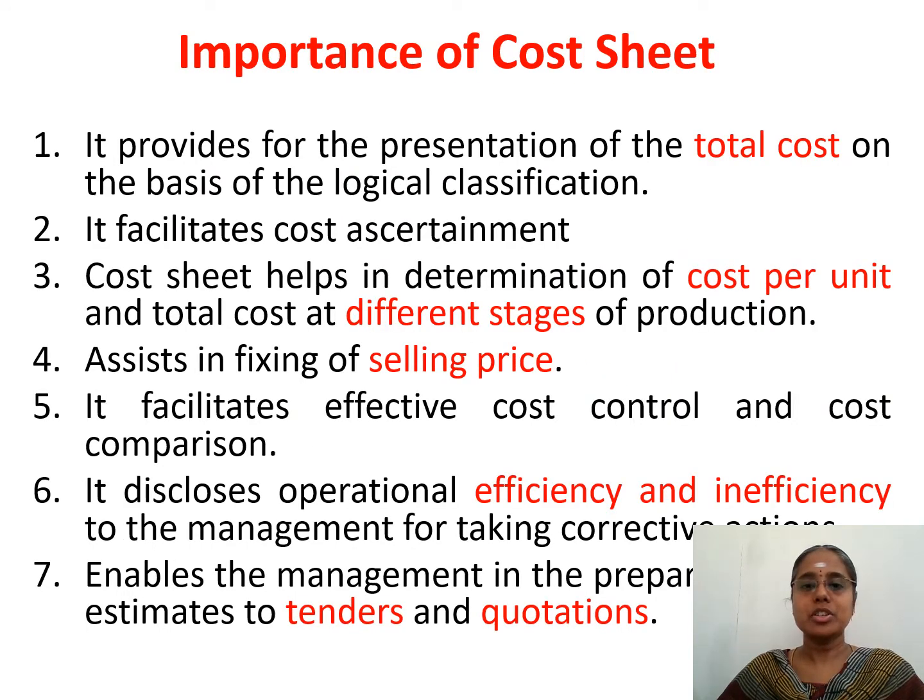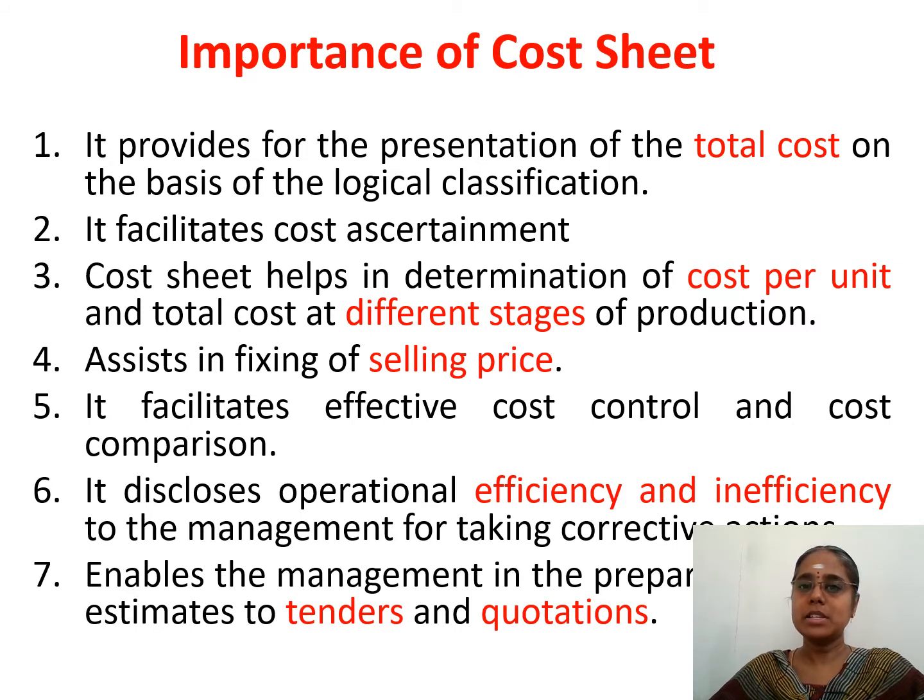So the importance of the cost sheet is listed here. It presents the total cost in a logical classification. So it classifies. You will see the elemental classification. You will see the functional classification, and on traceability also you will see. So these three classifications are included, and that will be logically presented in the cost sheet along with the total cost. So it facilitates cost ascertainment, where the cost is actually happening, where the flaws are going on, that can be easily identified using the cost sheet.